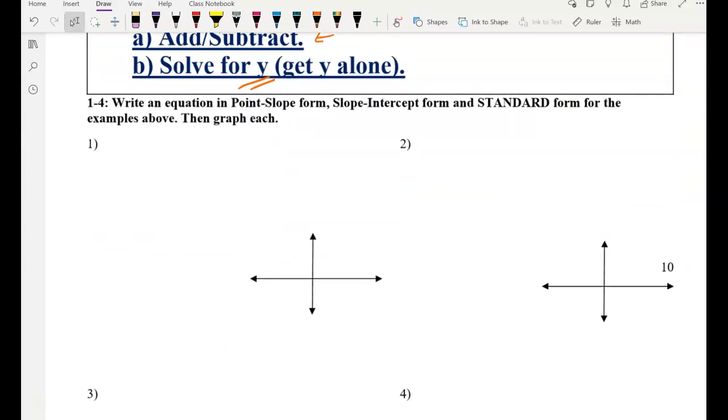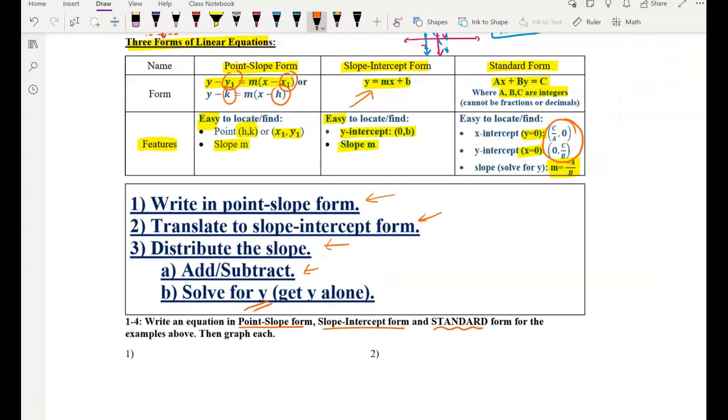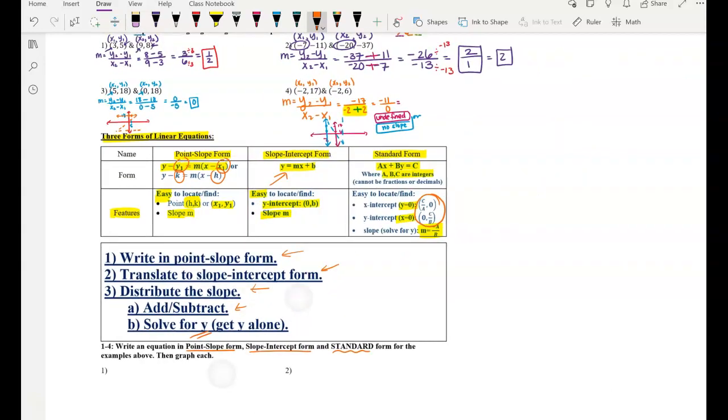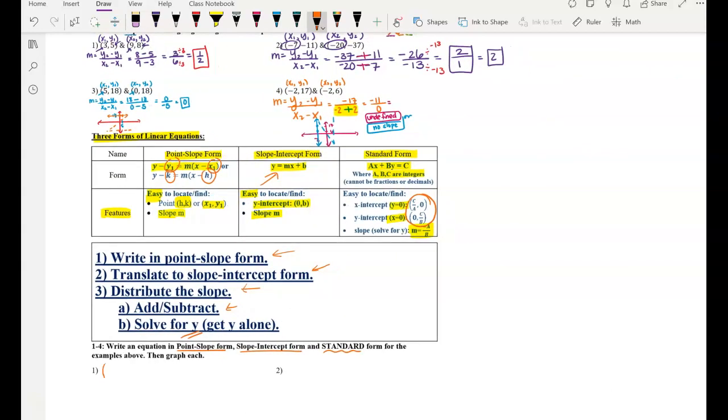Examples 1 to 4. Write an equation in point slope form, slope-intercept form, and standard form for the examples above, and then graph each. So let me just copy down the points that we have above so I don't have to go up and down. So number 1 is (3, 5) and (9, 8). Number 2 is (-7, -11) and (-20, -37).